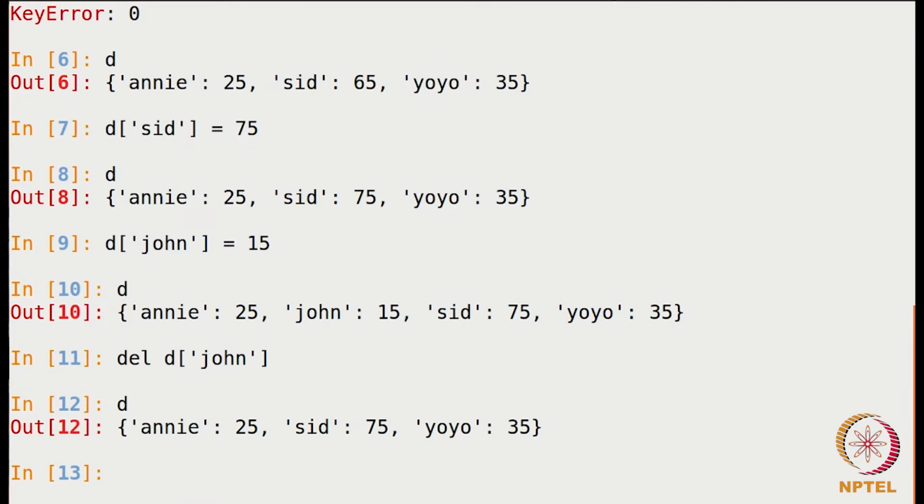And in case you want to remove the entire dictionary from the memory, you have another keyword. You can just write del d. d is the name of the dictionary, and the dictionary will be removed. So again, I will not execute it.